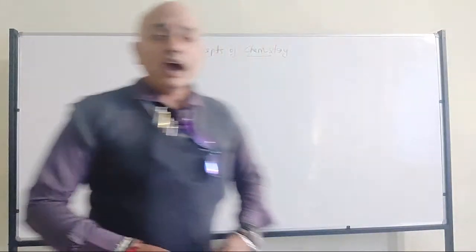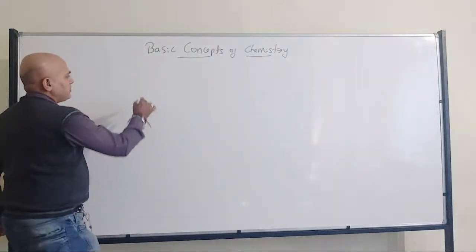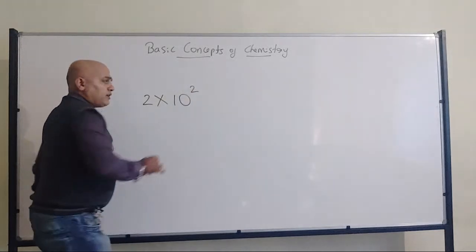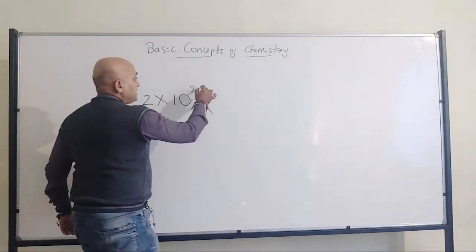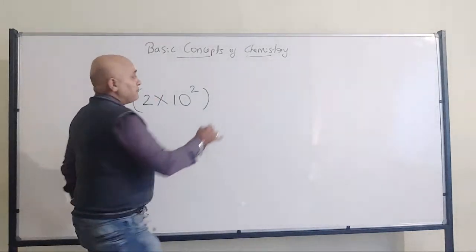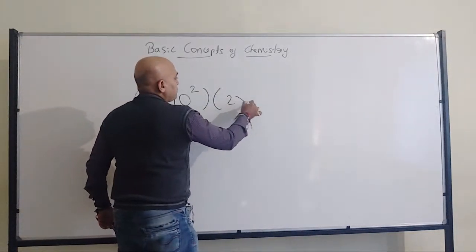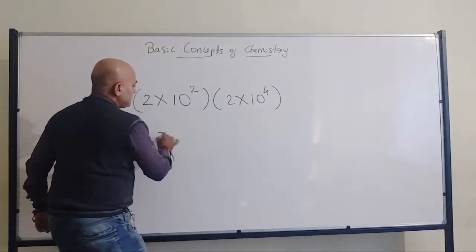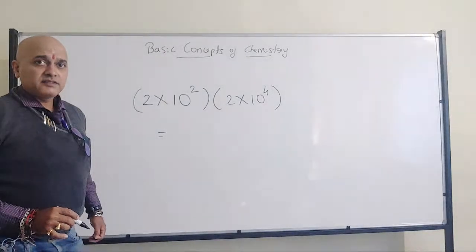So same way, once again I will take simple numbers only. 2 into 10 to the power of 2 multiplied by, so I will have to use the bracket, multiplied by 2 into 10 to the power of 4. So what should be the answer?